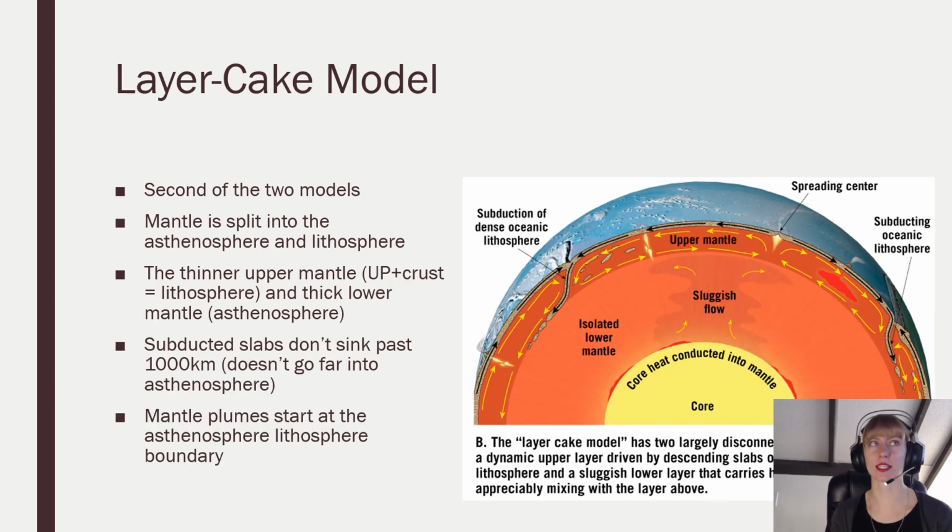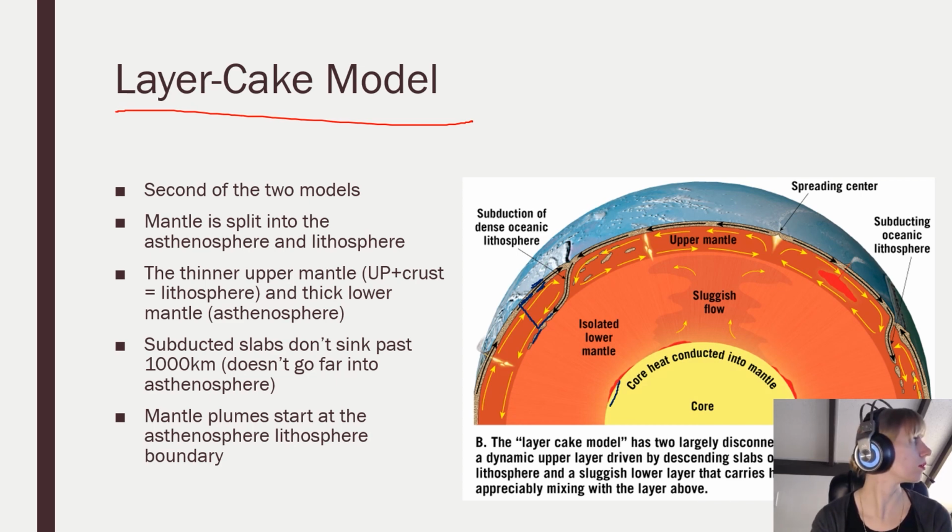So the second of the two models is the layer cake model. And in this one, we see a thin layer for the upper mantle, which is this, an even thinner layer for the crust, and a very thick lower mantle or asthenosphere. Okay, slabs in this particular one do not sink past 1,000 kilometers, meaning they don't breach the asthenosphere-lithosphere boundary. They may be at the boundary, but they don't go really past that. And they're going to melt around there and come back up as a mantle plume.